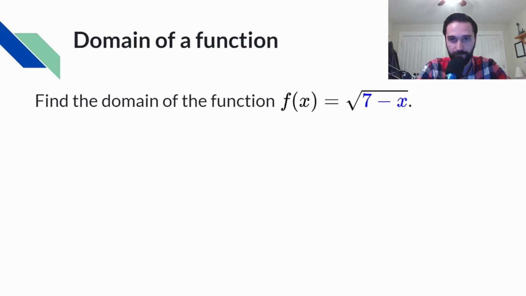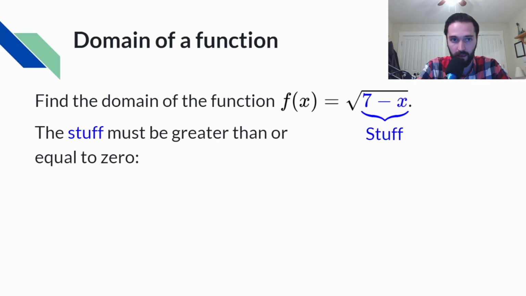Let's try another one. Here we have f of x equals the square root of 7 minus x. Let's give this blue stuff under the radical a name. Let's call it stuff. The stuff must be greater than or equal to 0. We can't have the square root of negative numbers in this function. We're not looking at complex functions in this playlist.